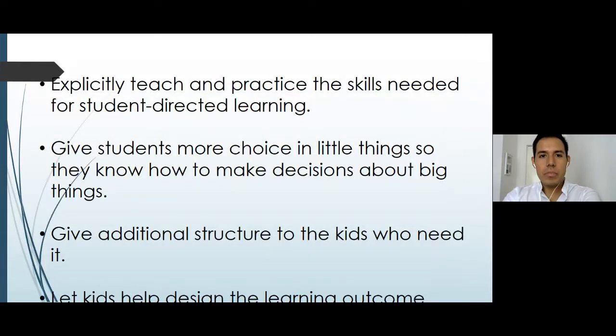There are more examples or more principles that you need to consider in order to personalize the learning experience. Well, the first one is that you have to explicitly teach and practice the skill that the student is going to need for direct learning. That is the first step. Then you have to give students more choice in little things so they know how to make decisions about big things later on. And you're also going to give additional structure to the kids who need it the most or who want it more. And also you are going to let kids help design the learning outcome, okay?